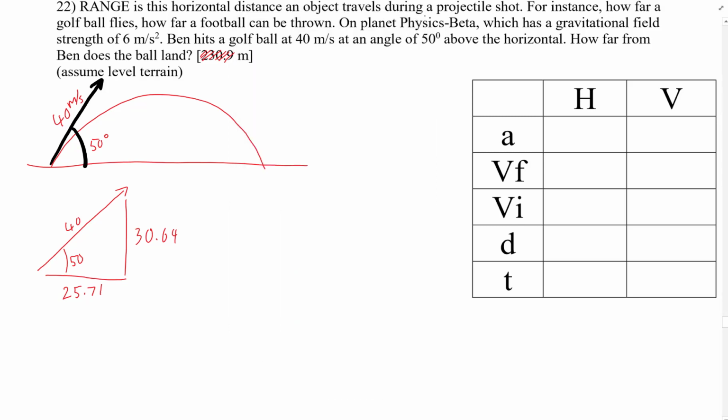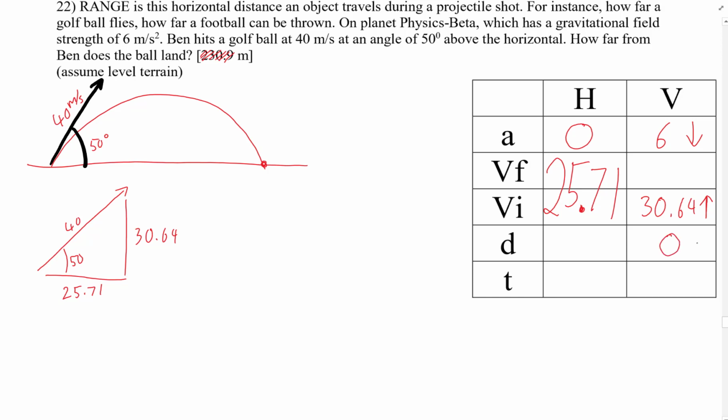Okay? We now start filling in the table. Horizontally, it's accelerating at 0. Vertically, it's accelerating at 6, downwards. Horizontally, it's launched at 25.71. Okay, and vertically, it's launched at 30.64 up. Now, when it lands over at this point, the displacement is 0.